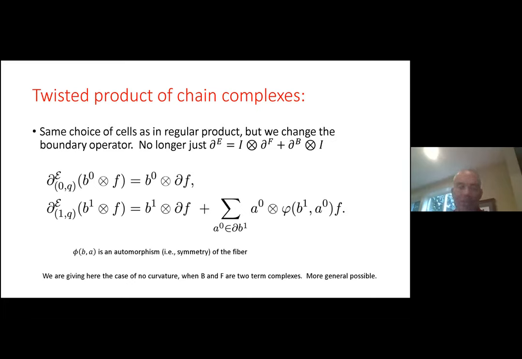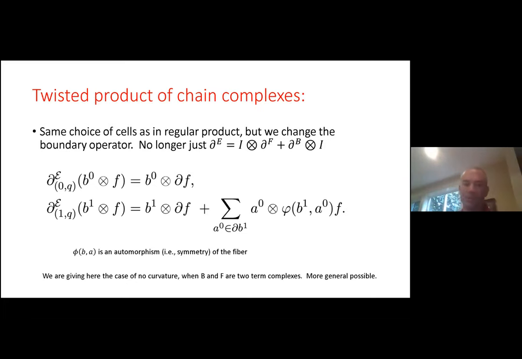So let me try and give a very concrete presentation of what we'll call a fiber bundle. I'm going to give a case with no curvature. This is going to be a twisted product of chain complexes. I'm just going to give the case where the base and fiber, B and F, are two-term chain complexes, B1 and B0, F1 and F0. The cells in the product will be the same as in a regular product: either a zero cell on the base and a zero cell on the fiber, or zero on the base and one on the fiber, one on the base and zero on the fiber, or one in each.